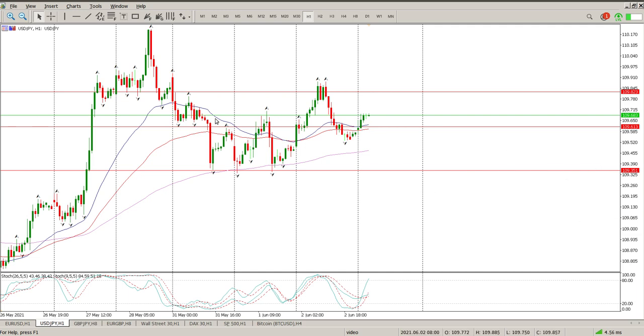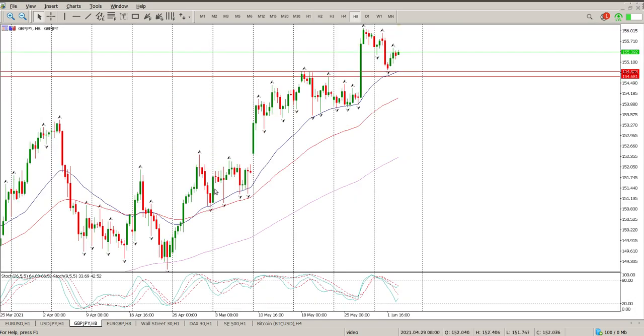I'm not really interested in it. The difference with this and the euro is you can see the moving averages are still in a bullish kind of setup. They're not pointing straight up like that, but they definitely are bullish. So yeah, I think another one worth watching and waiting for.